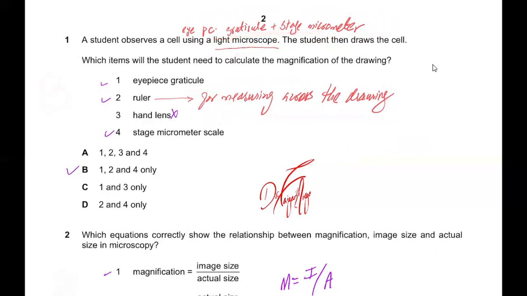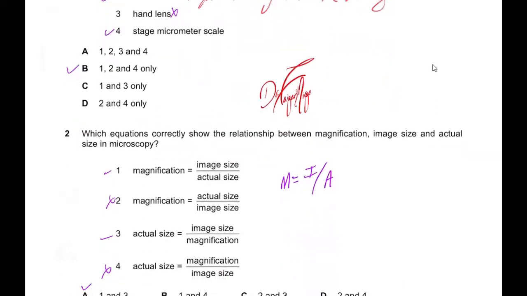A student observes cells using a light microscope. Let's recall that when you are using a light microscope, you need an eyepiece reticle and a stage micrometer. Which items will the student need to calculate the magnification of the drawing? Yes, the eyepiece reticle will be required, the stage micrometer will be required, and a ruler will be required for measuring across the drawing, because when you draw something, you have to measure it across its width. So yeah, a ruler is required, but hand length is of no importance. So our answer in this case will be 1, 2, and 4. We know that the answer is B in this case.